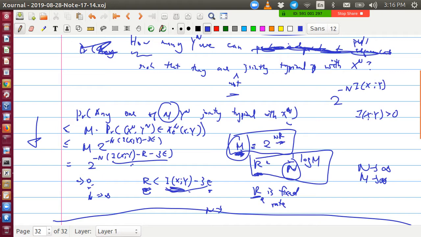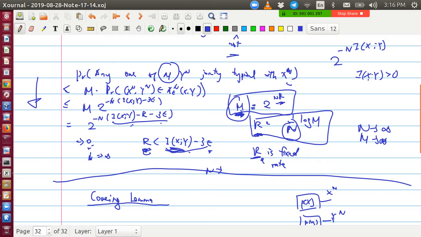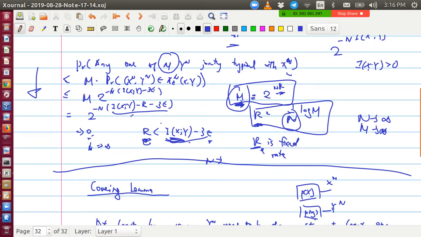Because R is constant, n is fixed. As n increases, we try to answer this question, R is kind of constant. If you ask how many sequences we can pack, it'll be 2 to the nR. For example, if n is 100, the number would be 2 to the 100R. If we change the question and say n is 200, the number will be much bigger, because now it's 2 to the 200R.